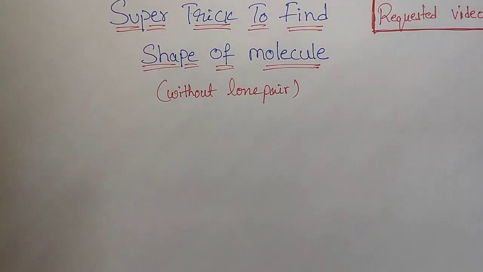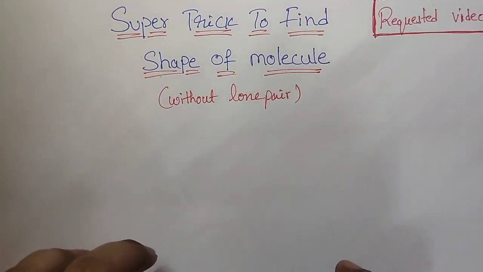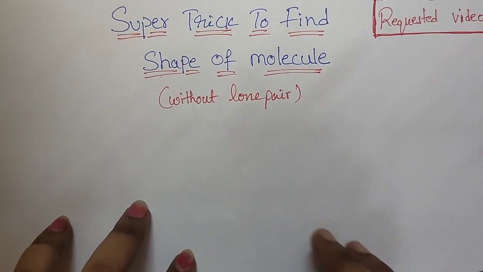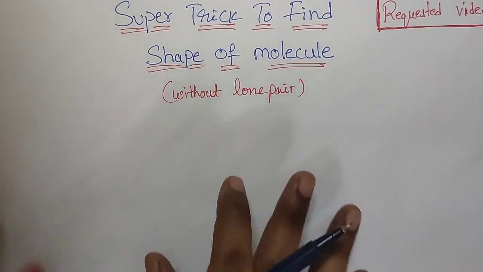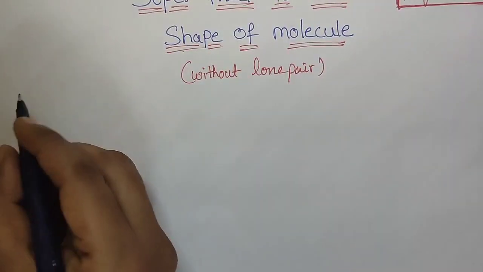Hello students, in this video I am going to give a super trick to find the shape of a molecule. Definitely you can find the shape of any kind of molecule if you know this trick. First I am explaining only molecules without lone pair. First we'll start with sp hybridization.